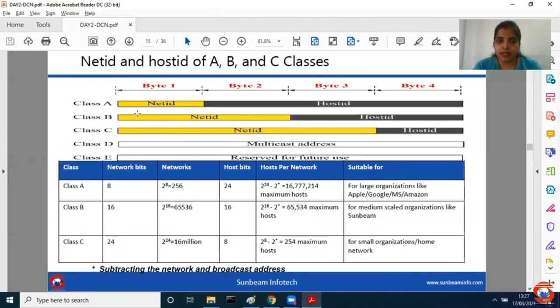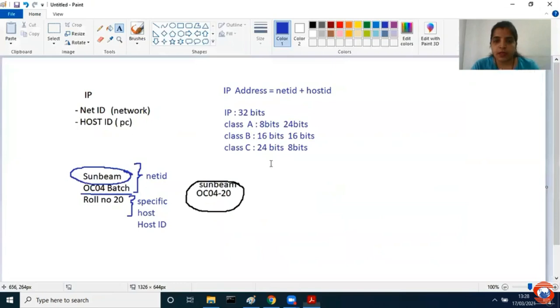Everyone, in Class A the first 8 bits are the net ID and the last bits are the host ID. In Class B, 16 and 16. Class C, this and this. Class D is a multicast address and Class E is reserved for future use. They both are not yet used.